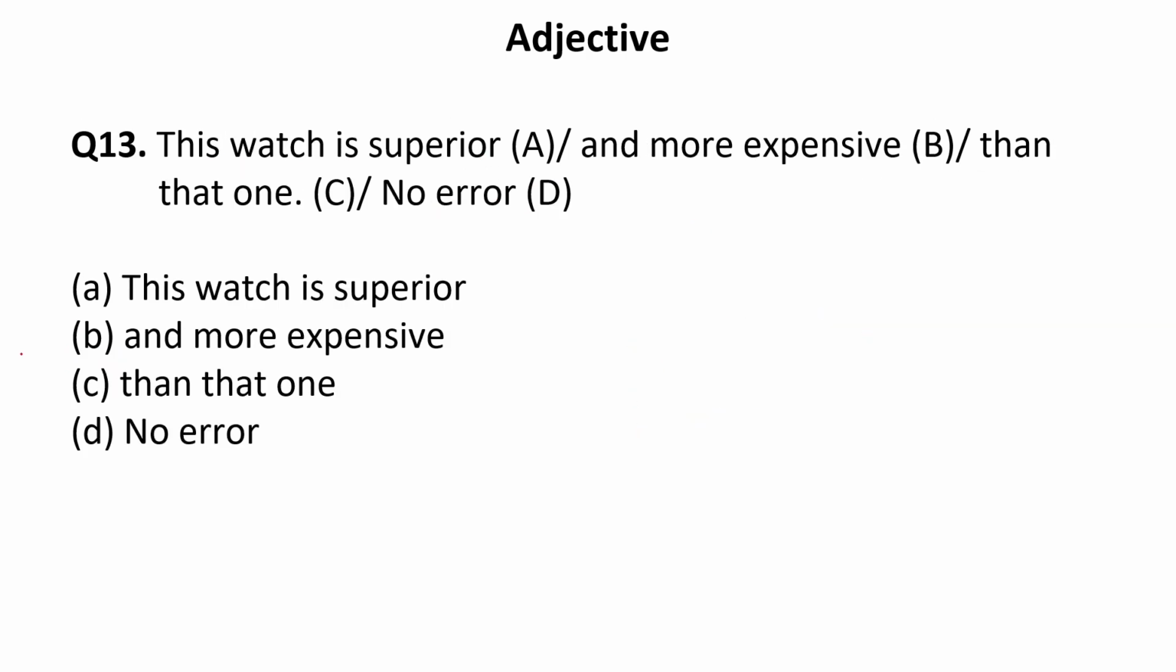Now let us move to the next one. This watch is superior and more expensive than that one. Now this is a very important sentence. Whenever we have and, we need to write the same degree of adjective on both the sides. Second thing, if there is an adjective and a preposition, with some adjectives we use some prepositions only and that are predefined. We cannot use any preposition with every adjective.